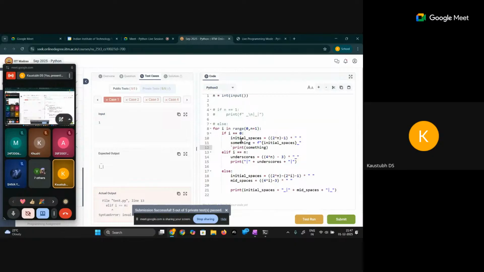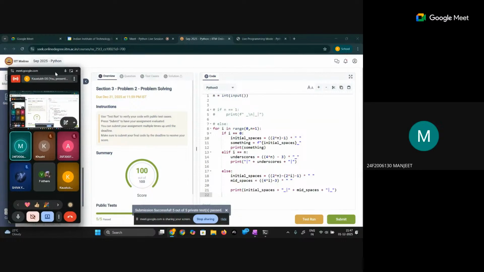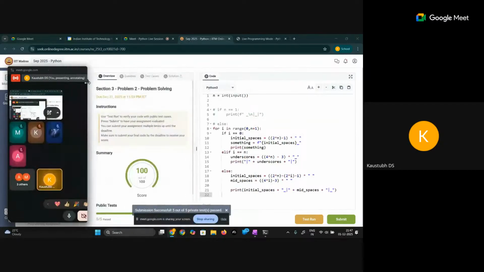So it goes back to its place. Got it? Yes, sir. I was confused about the syntax before, that's why I asked. Got it, got it. So I hope everyone understood this question, right? This was a nice one.